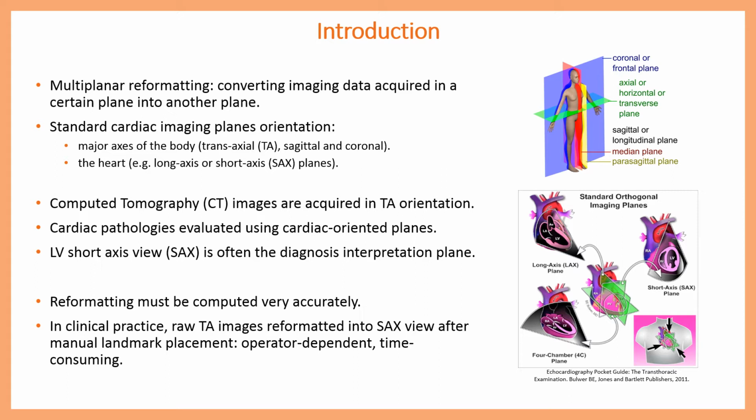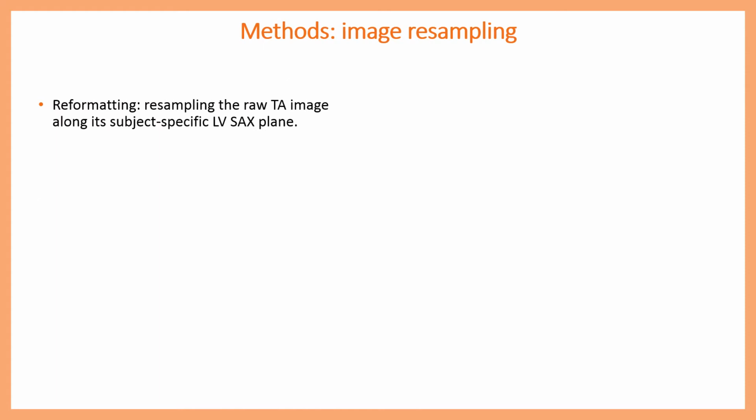However, in clinical practice, raw transaxial images are reformatted into short axis view using manual landmarks, which is to varying degrees operator-dependent, time-consuming, and annoying. Image reformatting can be done by resampling the raw transaxial image along its subject-specific left ventricle short axis plane.